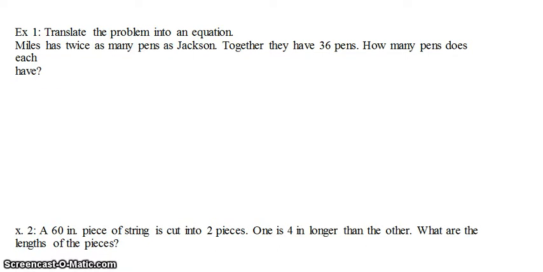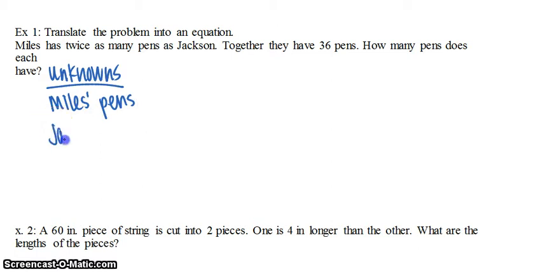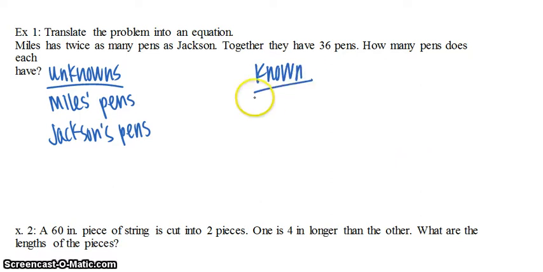So we need to know our unknowns and knowns. I'm going to put unknowns first. Our unknowns are Miles' pens, how many does he have, and we also don't know how many Jackson has. So Jackson's pens. We're trying to figure out how many each of them have. What we do know is the total is 36 pens. Together they have that. So we have our unknowns and our knowns.